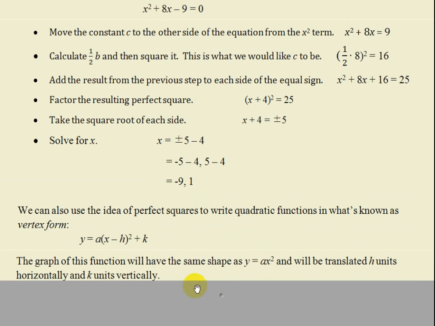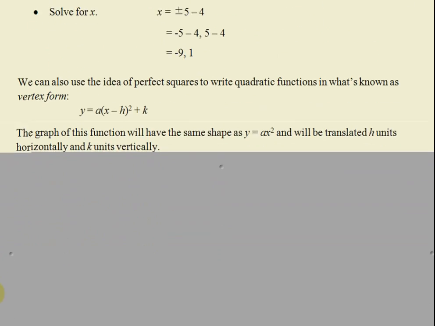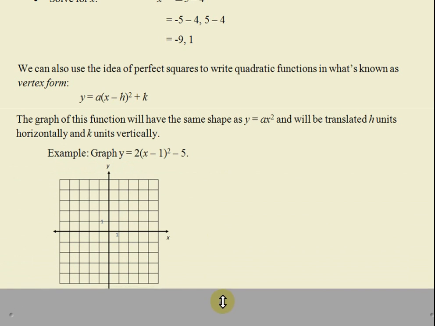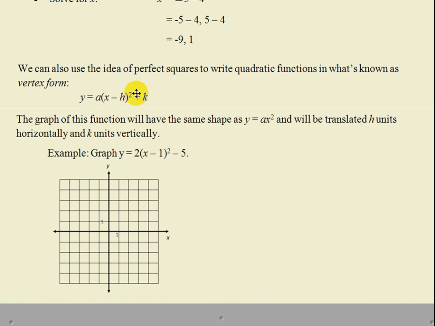Now another place that you can see an application of the idea of perfect squares is in a form of quadratic functions known as vertex form. So vertex form looks something like this. y equals that leading coefficient a times x minus some constant h in parentheses squared plus some constant k.